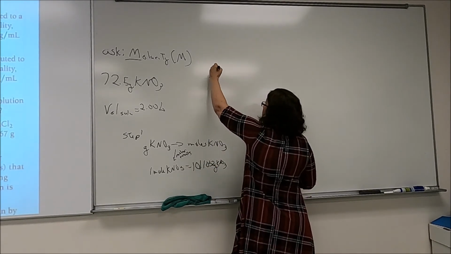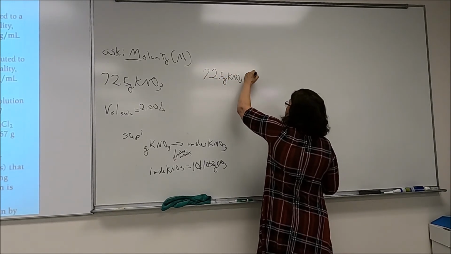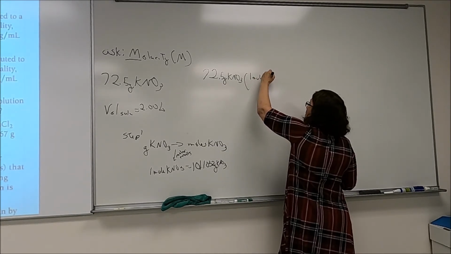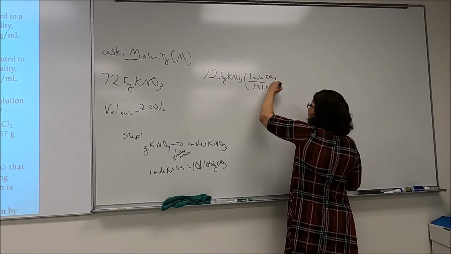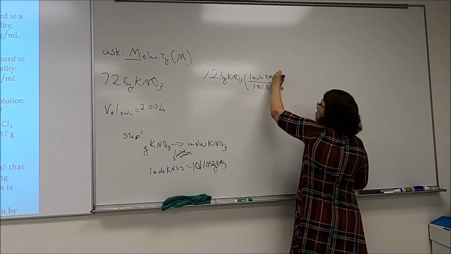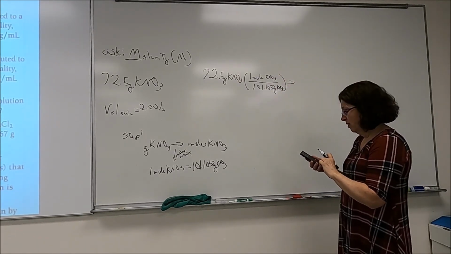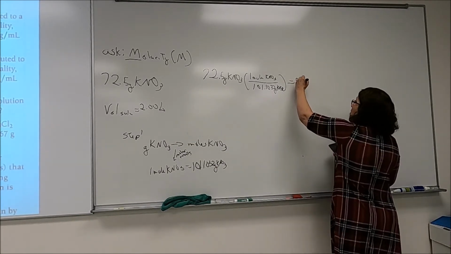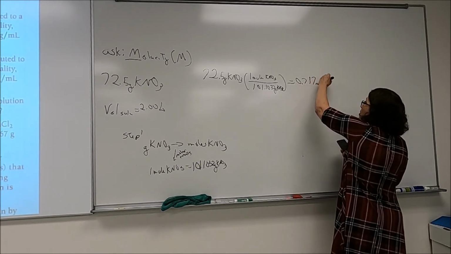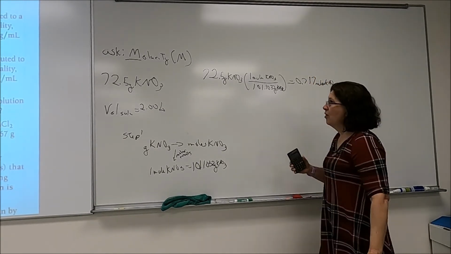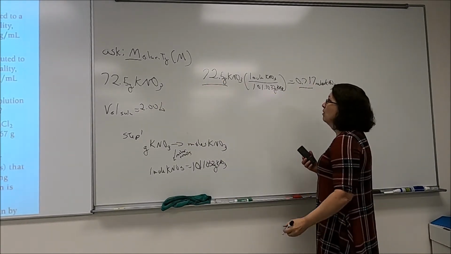So 72.5 grams of potassium nitrate times 1 mole of potassium nitrate for every 101.1032 grams potassium nitrate gives me 0.717 moles of potassium nitrate. 3 significant figures here, 3 significant figures here.